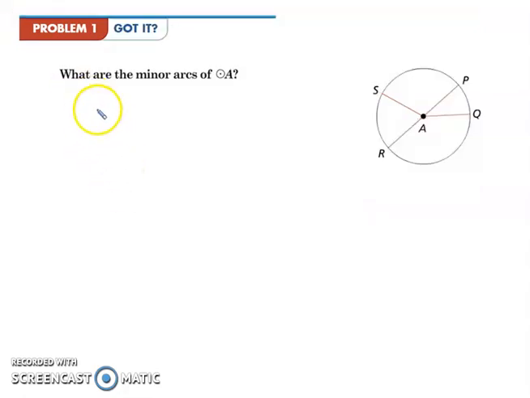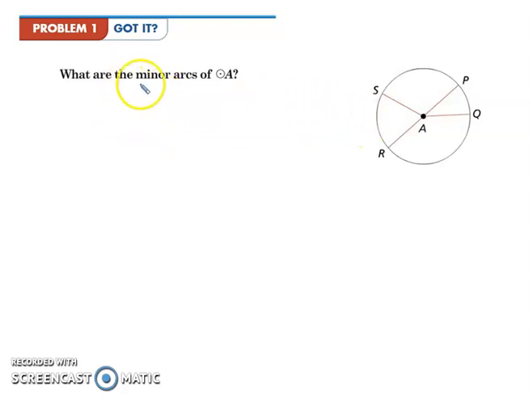So let's get one here for ourselves that we have to answer ourselves. In fact, I encourage you to pause the video at this point and just try and look at this diagram yourself for a minute. It says, what are the minor arcs of circle A? There's more than one answer to this. I encourage you to pause the video here and take a look at this yourself first.